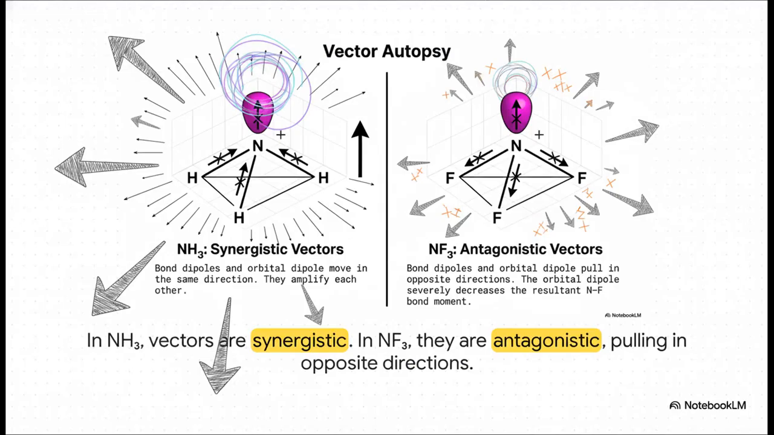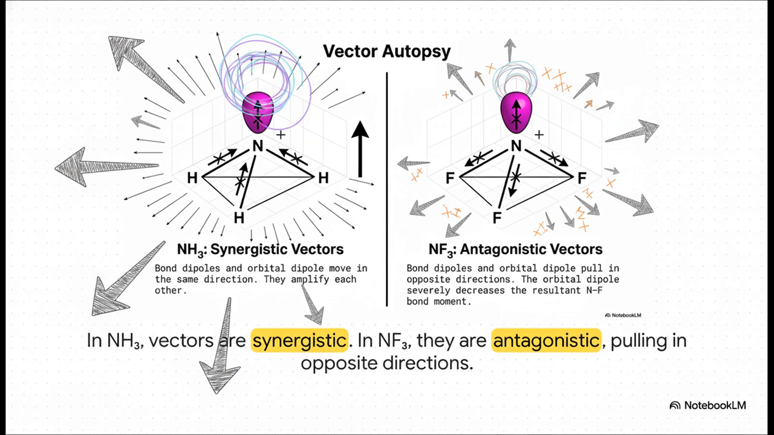And here it is. This is the big reveal. Let's do a little vector autopsy. The missing piece is the lone pair, that unbonded pair of electrons just sitting on top of the nitrogen atom. It creates its own powerful upward-pointing vector. Now, in ammonia, nitrogen is more electronegative than hydrogen, so the 3 bond vectors also point up towards the nitrogen. All 4 vectors are working together, they're synergetic, creating a big dipole moment.